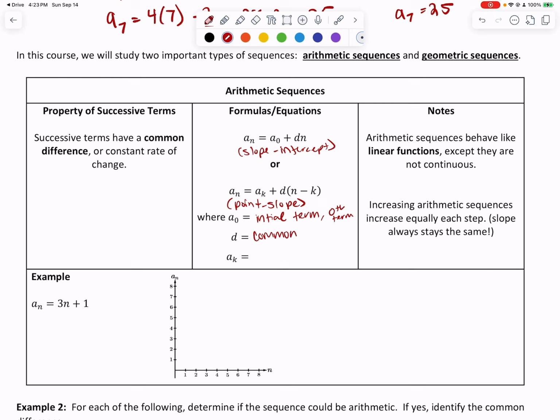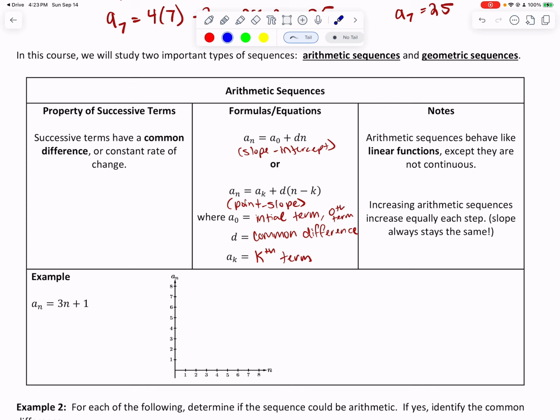What are we counting by? And then a sub k represents the kth term. Frequently, if I want to know a sub n, a sub k is a prior term. A sub k is before n in the list, right? So typically the kth term is a term I know and I'm using to find another one.